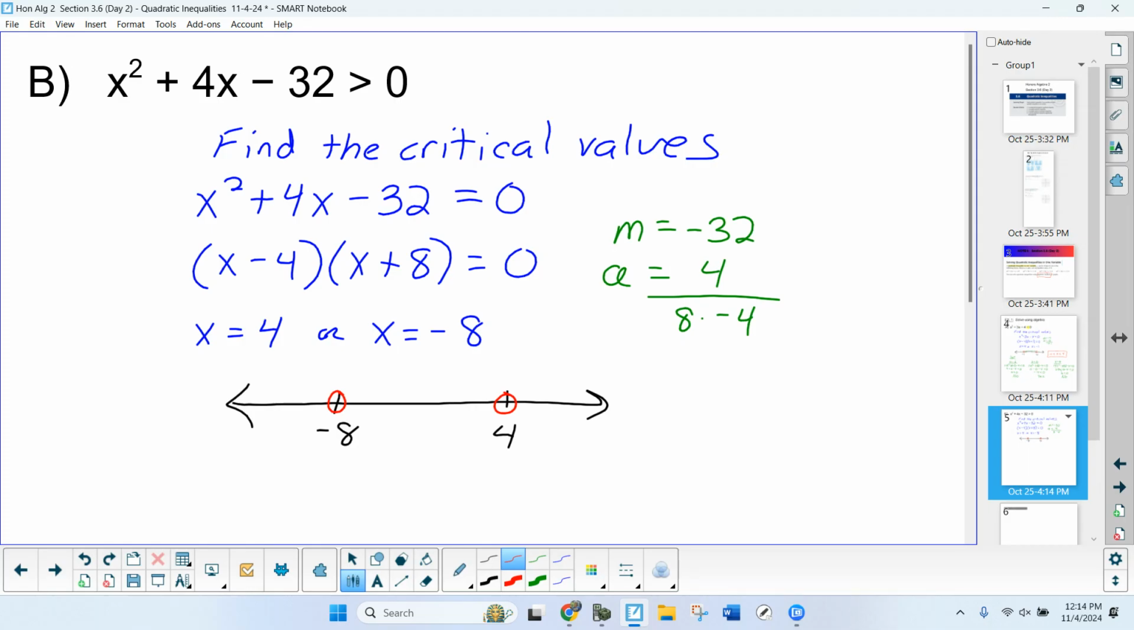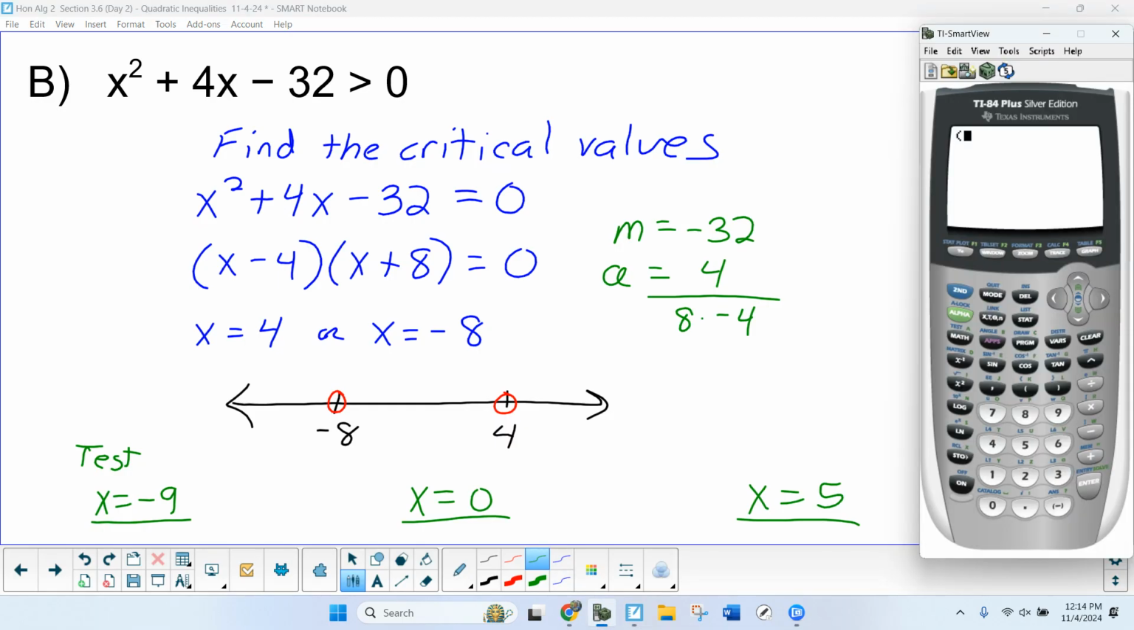Now, Addie, help me pick some points that you want to test. What points do you want to test? Okay, x equals negative 9, 0, and 5. Now, some of you might have said, I want to test negative 10. I don't care. Whatever you want to test. When you square negative 9, what do you have to make sure you do? Put it in parentheses.